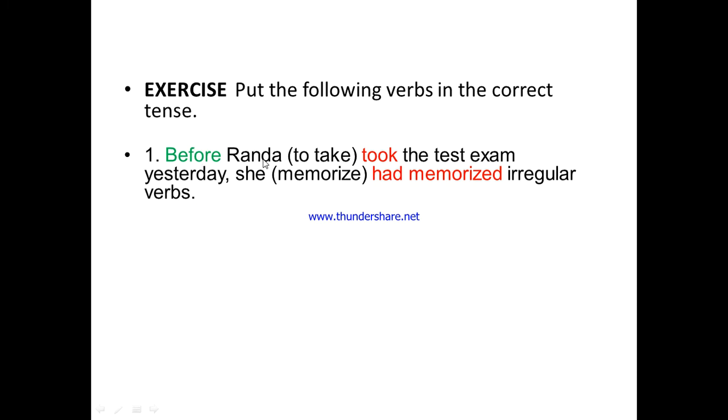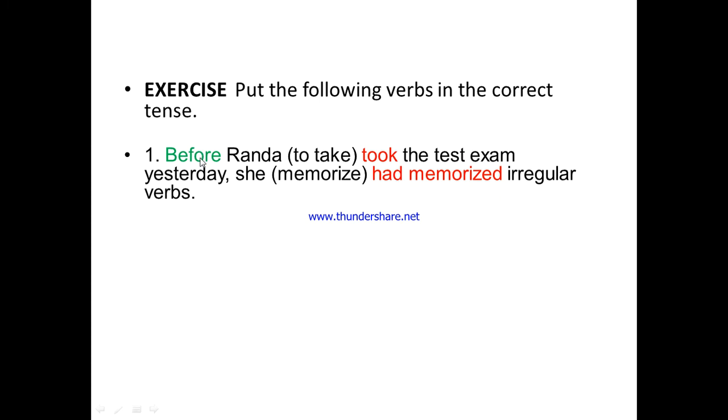عندما يكون لدينا حدثان في الماضي، واحد يسبق الآخر، الحدث الذي سبق هنا هو memorize، يعني حفظت أولا عن ظهر قلب الأفعال ثم أخذت الامتحان. Okay، so ما هو الحدث الأول؟ هو حدث حفظ الأفعال. So before Randa took the test، قبل أن تجتاز الامتحان بالأمس، she had memorized. إذا الفعل الأول يكون في past perfect، had.